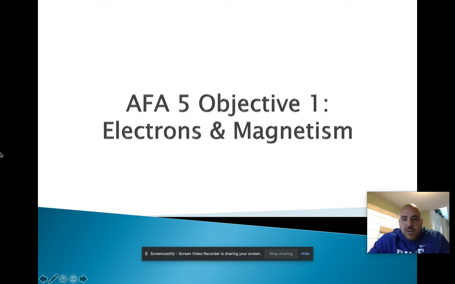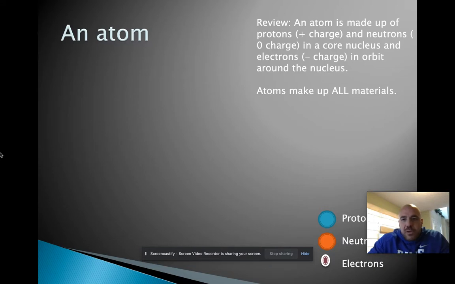All right, here we are on our fifth additional focus area, the first objective that relates how electrons relate to what magnetism is and tells us a little bit about magnetism. So let's jump right into it.